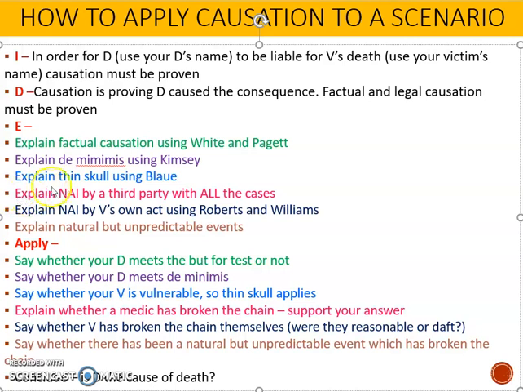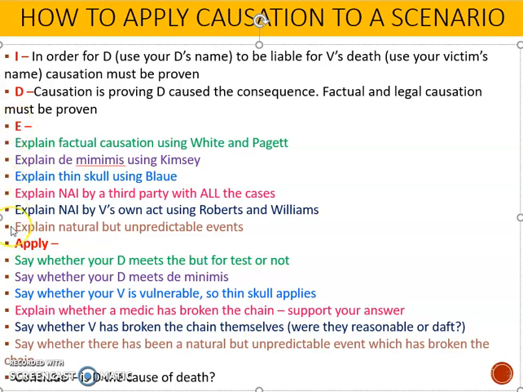You're then going to explain novus actus interveniens by a third party. So you'd be talking about all of the doctor cases, so Smith, Cheshire, Malsharek, Jordan, explain all of those principles. Then explain victim's own act. So it won't break the chain if reasonable, Roberts. It will break it if daft, Williams. And then explain natural but unpredictable events such as lightning will break the chain. So you can see here your E is going to be quite long and you are just basically copying out the booklet. But obviously in the exam, you're doing all of that from memory.